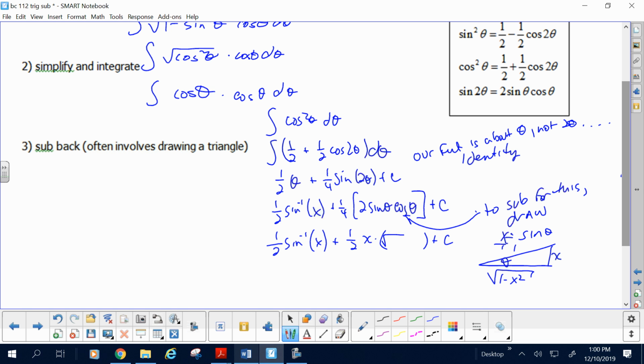Root 1 minus x squared over 1. Okay, you have to draw that triangle to sub back for some truth. All right, so far so good? Questions?